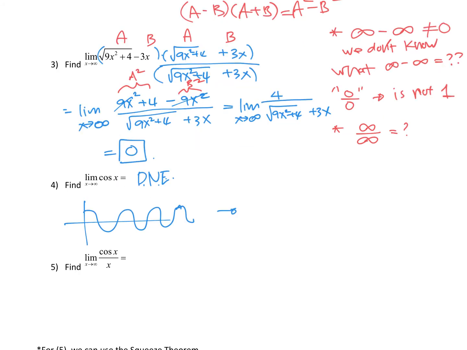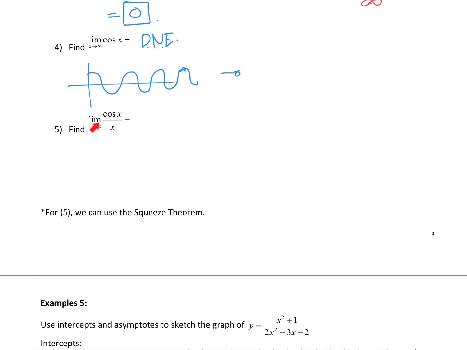The last one here, limit as x goes to infinity of cosine x over x.